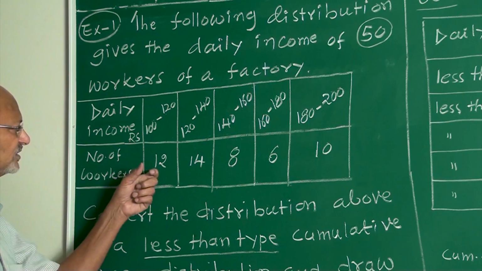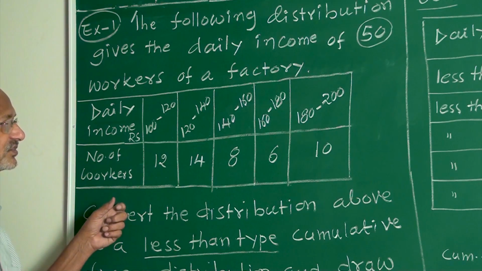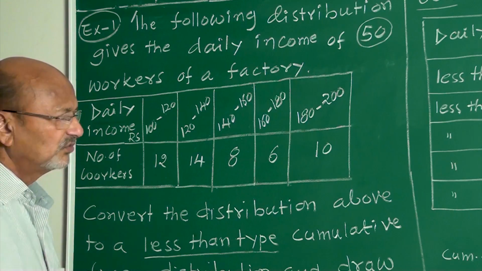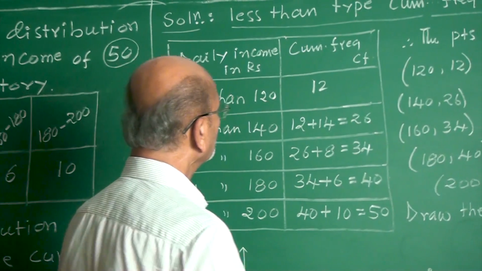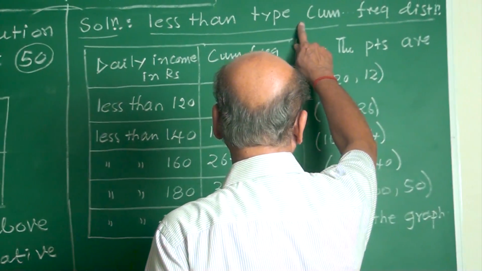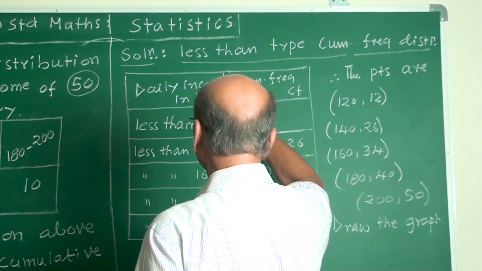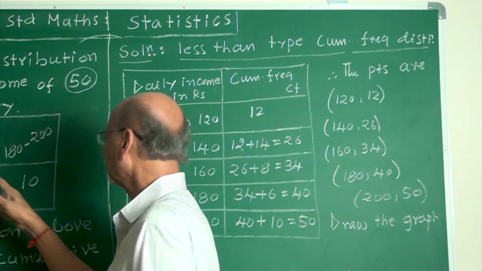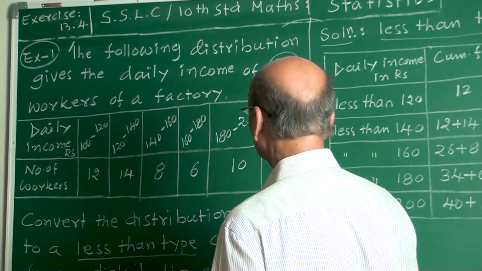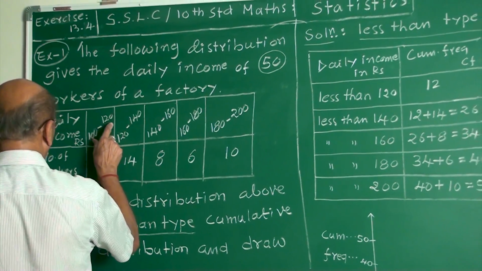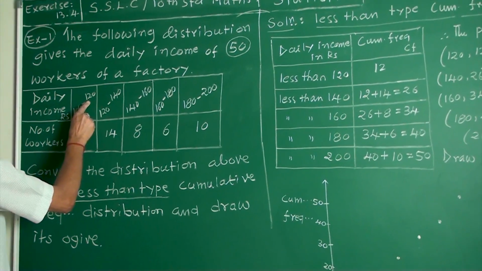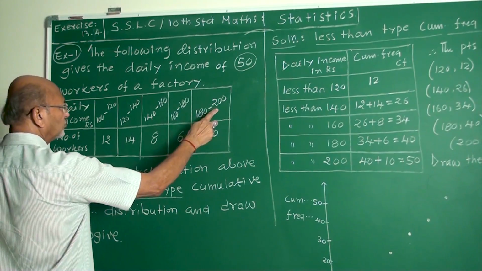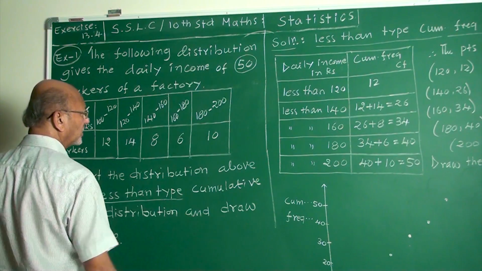Then with the help of this frequency, you have to go for the cumulative frequency. First, you have to draw the solution, the less than type cumulative frequency distribution. Daily income in rupees: I have written this horizontal into a vertical column. Instead of between 100 to 120, I write less than 120, less than 140, 160, 180, 200, because we have an interest only in upper limits.